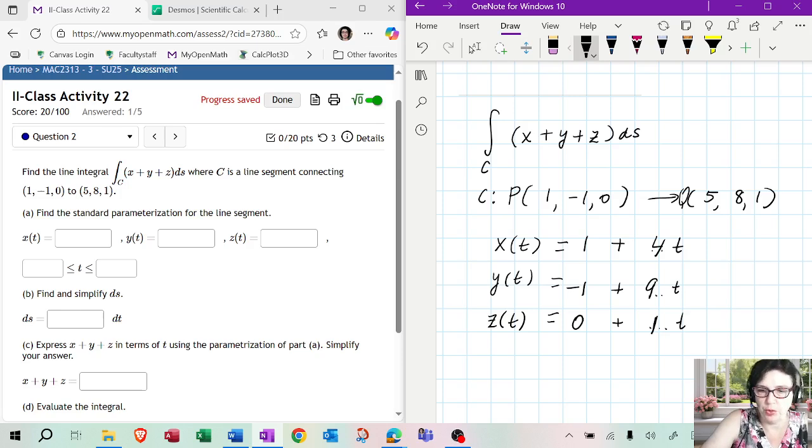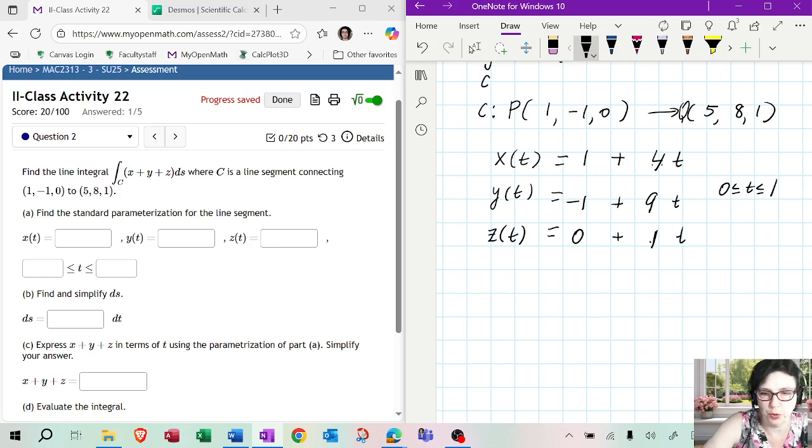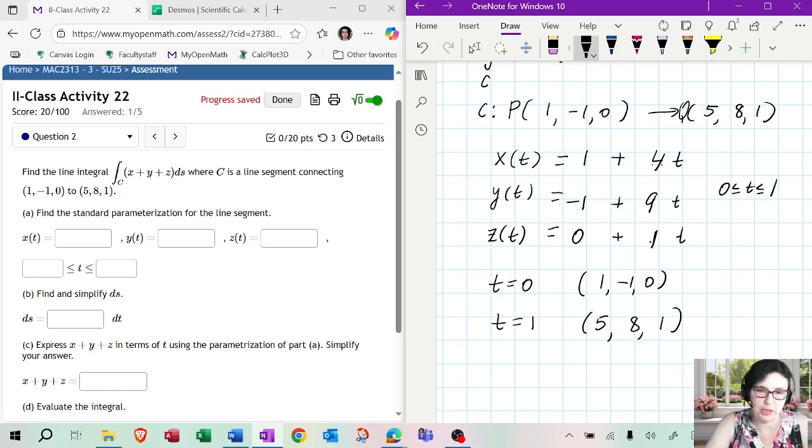Also, you need to know that t changes from 0 to 1. Okay, so that's important. Because why? Why does that work? It works if you were to substitute t equals 0, right? Well, then you would have gotten (1, -1, 0), right? Which is what's supposed to happen. And then if you substitute t equal 1, then you should check that you will get your point (5, 8, 1). So 1 plus 4 is 5, yes. Negative 1 plus 9 is 8, yes. And 0 plus 1 is 1. So this means that the parameterization is correct, so I was able to check myself.